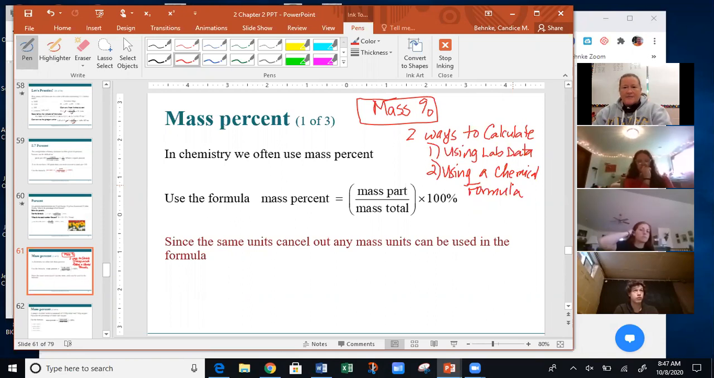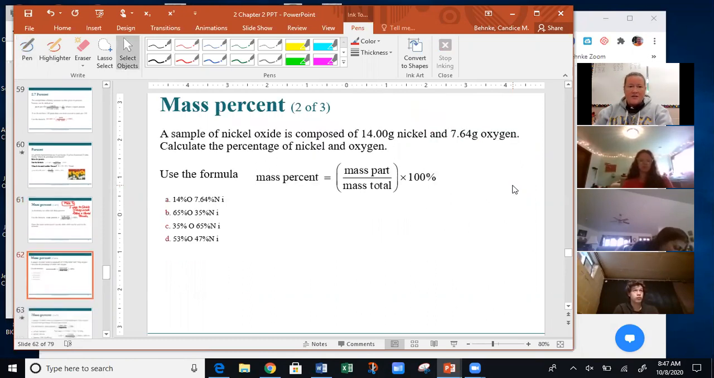So two ways that we can calculate. The first is using some lab data. This is an example where we might not know what the actual formula is of a substance that we're making in the lab, but we can look at how much of each thing we have and we can get to that formula. This is an empirical formula calculation, which is a later lesson. So this is mass percent using lab data.